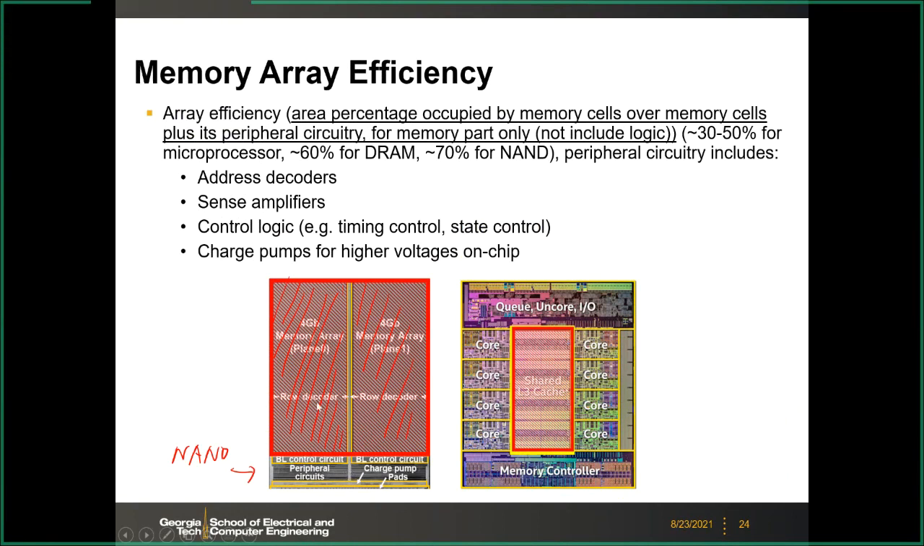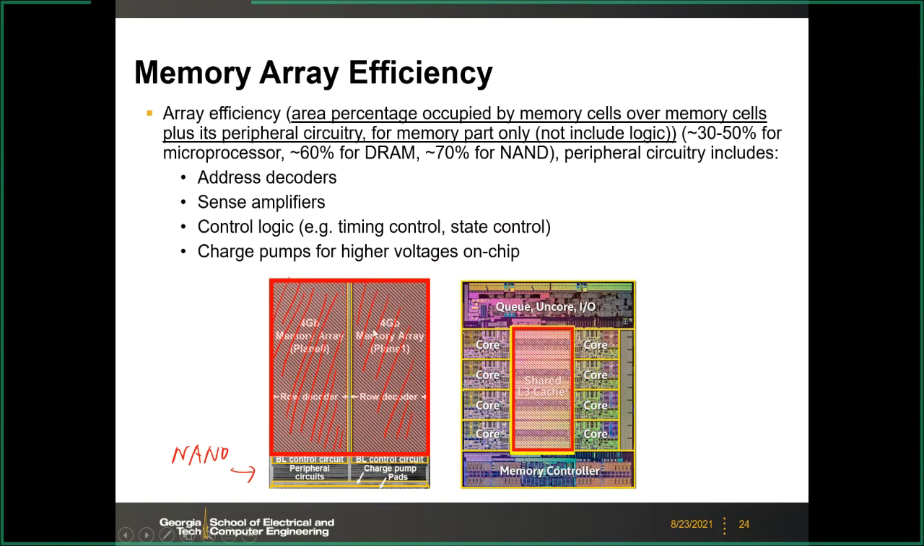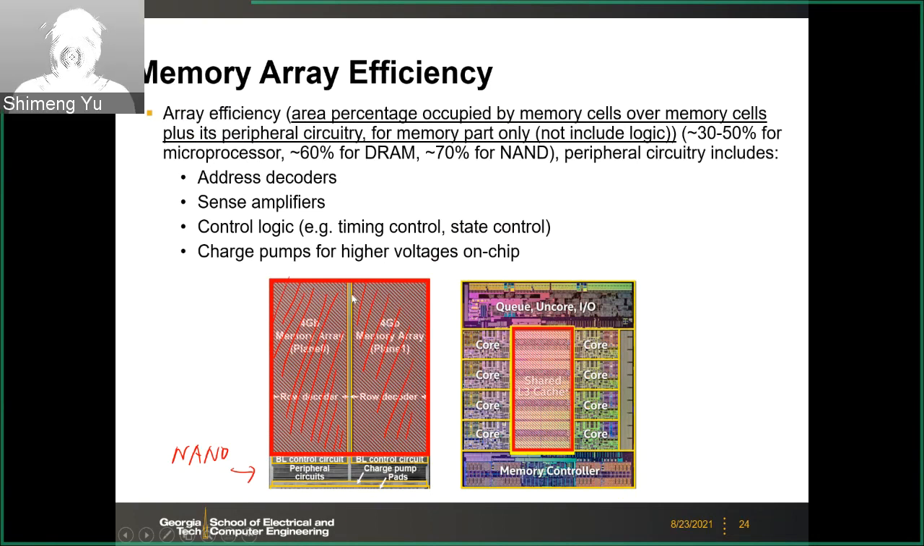So the array efficiency is defined as the NAND flash cell area divided by the total chip area. In this case, for the NAND, typically like 70% or 80% of the area is taken by the NAND flash cells, and an additional 20% or 30% is taken by the peripheral circuits. The peripheral circuits, as we discussed earlier, may have the address decoder, sense amplifier, control logic for the timing, I/O, and also for the NAND flash, we need to create high voltage, like those charge pump circuits. But most of the area is spent on the memory cell.